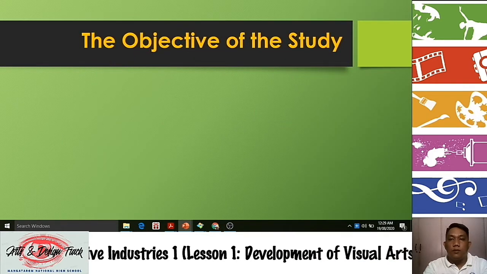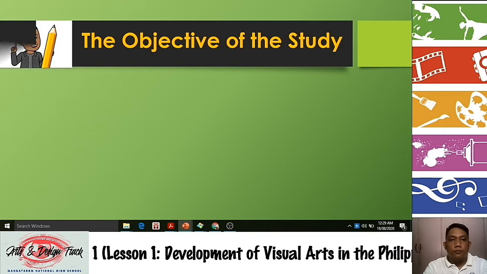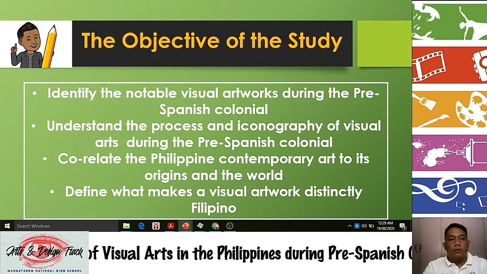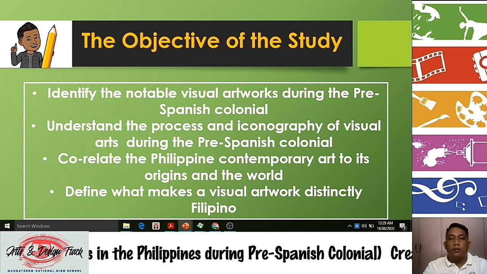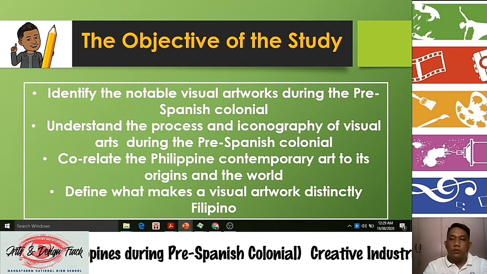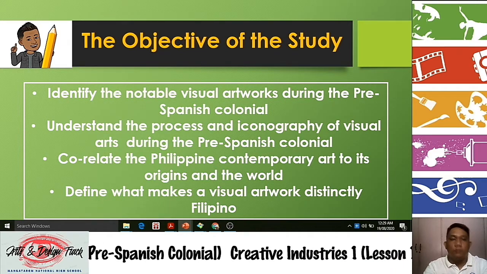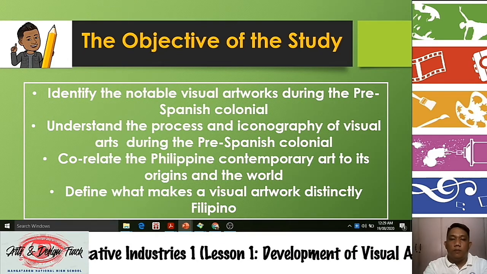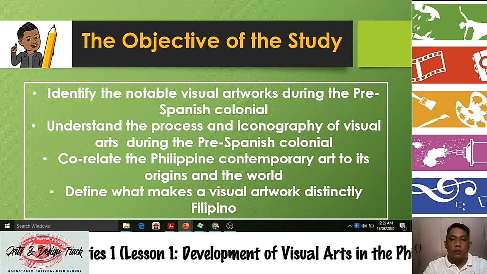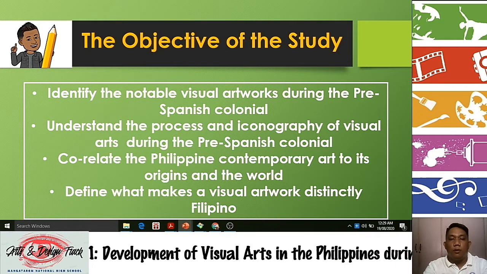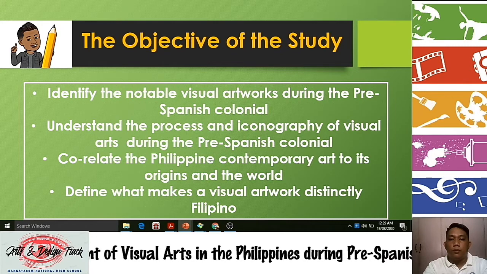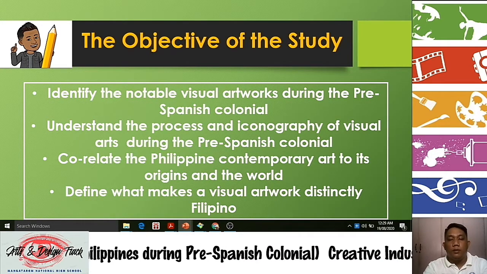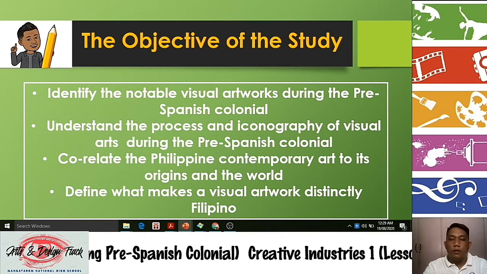The objectives of the study. First, the student must identify the notable visual artworks during the pre-Spanish colonial period. Second, understand the process and iconography of visual arts during the pre-Spanish colonial period. Third, correlate Philippine contemporary art to its origins and the world. And fourth, define what makes a visual artwork distinctly Filipino.